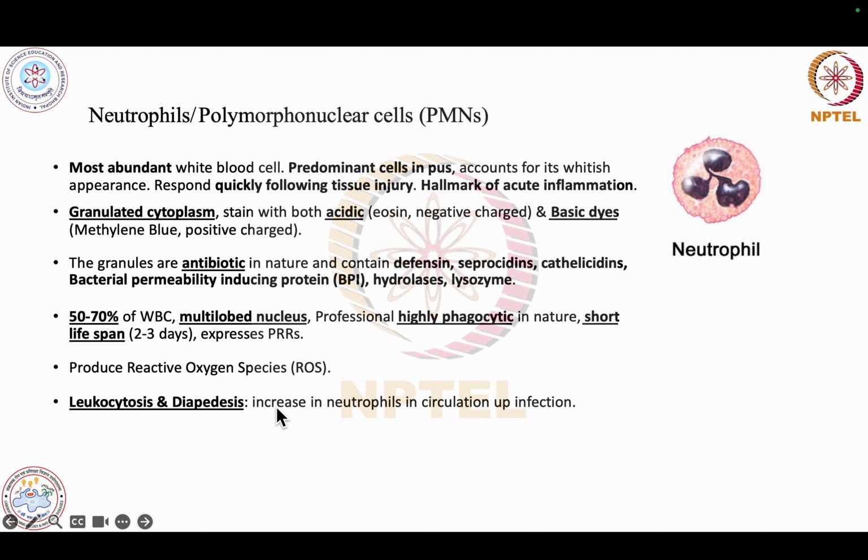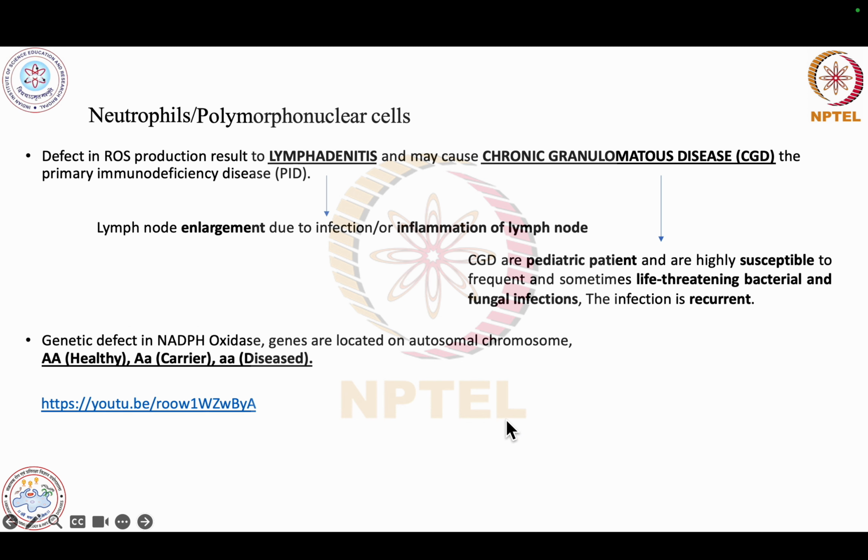They produce reactive oxygen species. Leukocytosis is an increase in neutrophils in circulation during infections. So whenever any infection happens, the amount of neutrophils gets increased in circulation. Defect in ROS production results in lymphadenitis and may cause chronic granulomatous disease or CGD, a primary immunodeficiency disease.